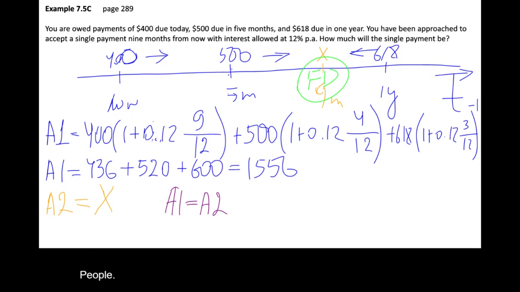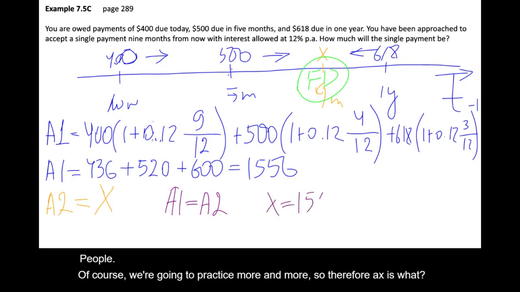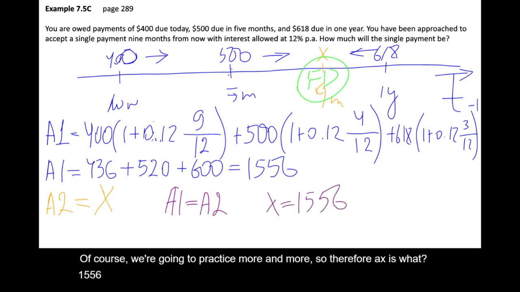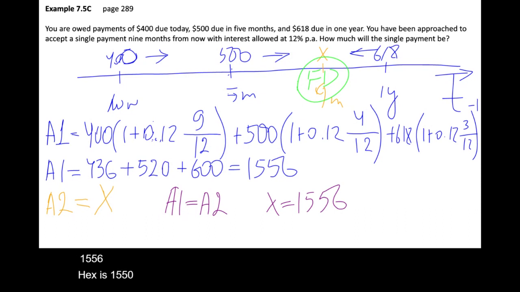Of course, we're going to practice more and more. So therefore, X is what? 1556. X is 1556. Any questions?